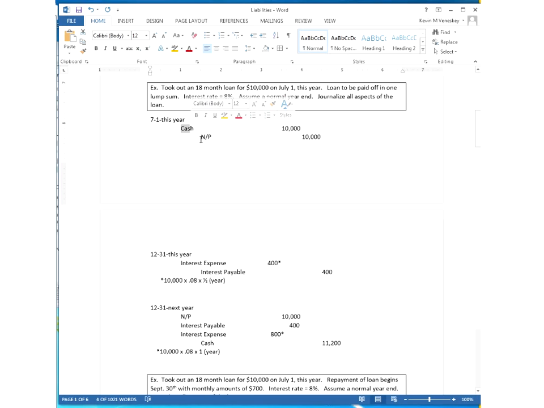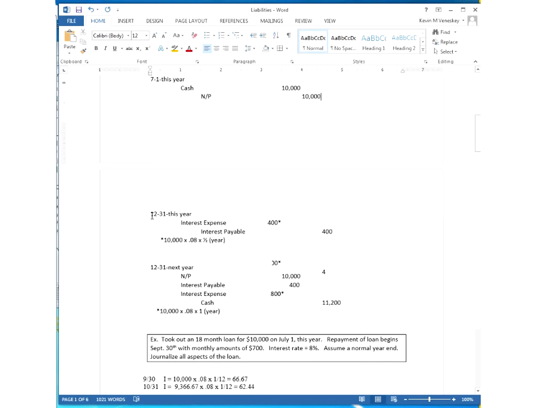Okay, so my opening entry, day 1, I got money, and I'm going to show that I owe money worth $10,000. At that day, that's how much I owe. Come down to 12/31, I now owe some interest, even though I don't pay it. I still technically owe it at that reporting date. So I need to calculate how much.